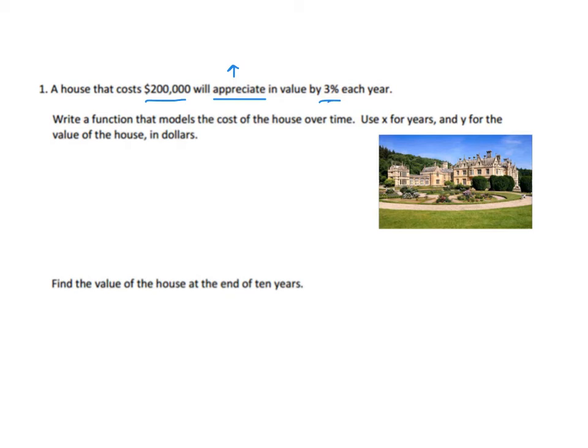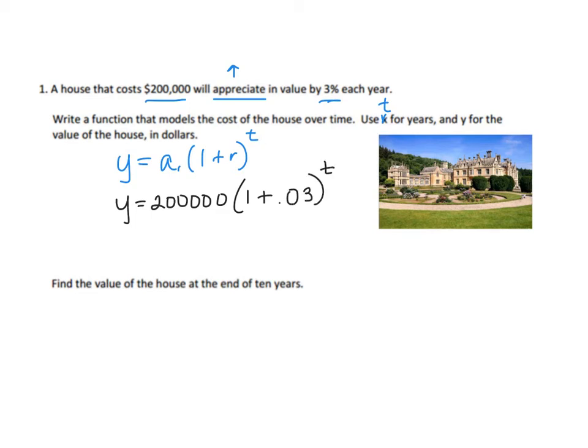So if I was to start out by saying y equals a, and if you want to put a sub 1, you can. You're kind of used to that from the sequences that we've been talking about. 1 plus r raised to, I know it says to use x over here, but let's use t because that stands for time, t. All right, so let's go ahead and substitute in the values. I have y equals 200,000, that's the starting amount. 1 plus, okay, my rate is 3%. I need to change that to a decimal. So divide by 100, which is 0.03, raised to the t power.